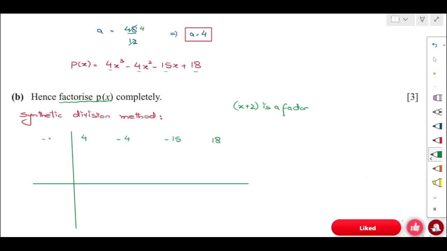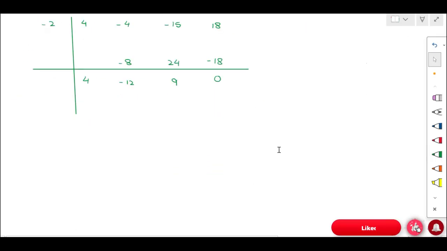X plus 2 is a factor, so take negative 2 and bring the first term down as it is, 4. Negative 2 times 4 is negative 8. Negative 4 minus 8 is negative 12. Negative 2 times negative 12, negative times negative is positive, is 24. From 24, if you take away 15, we have 9. Negative 2 times 9 is negative 18, and we have 0 over here. So here you can reduce this polynomial.